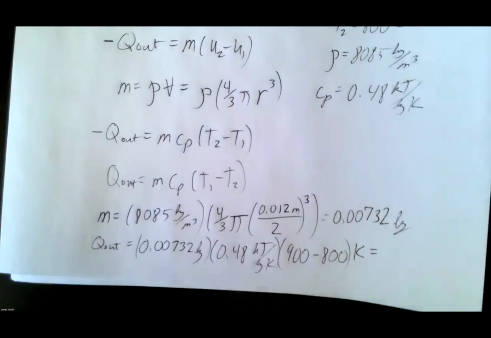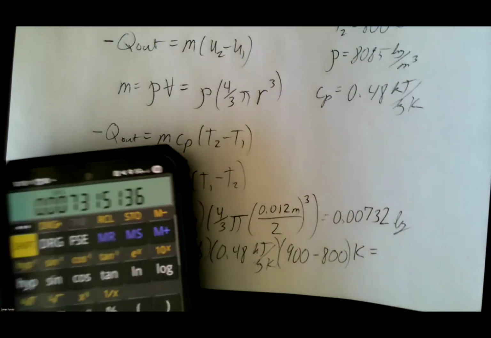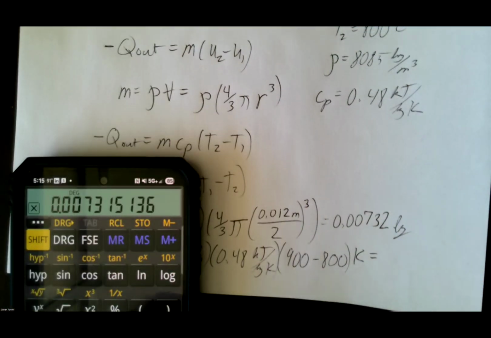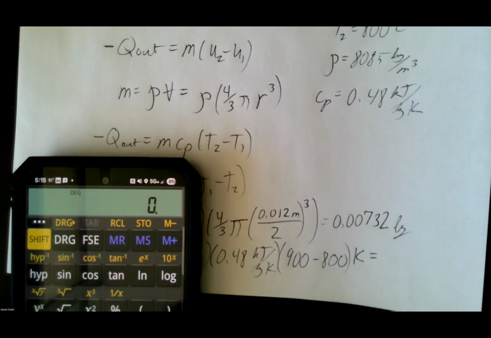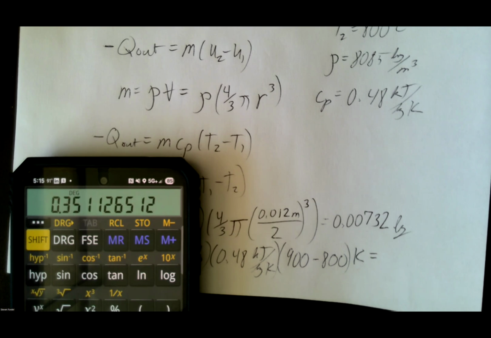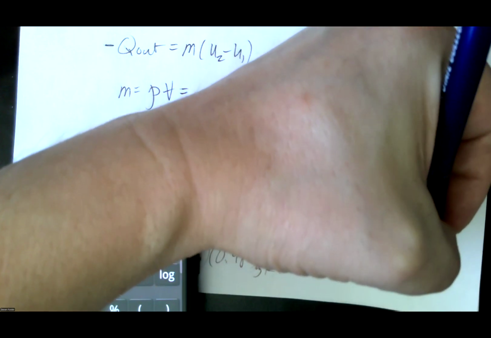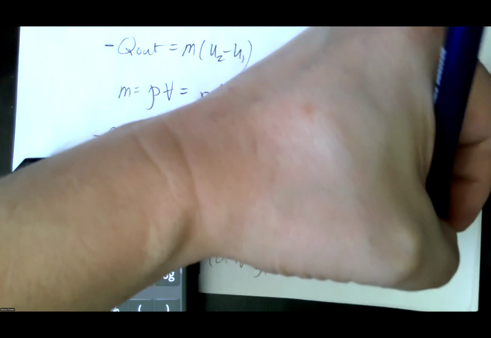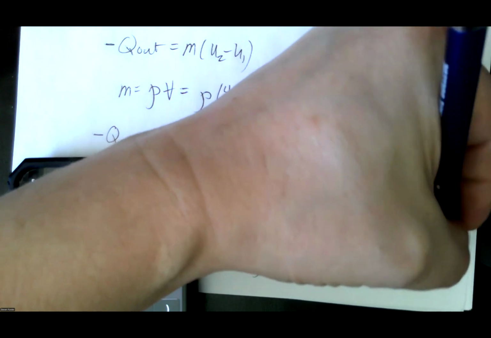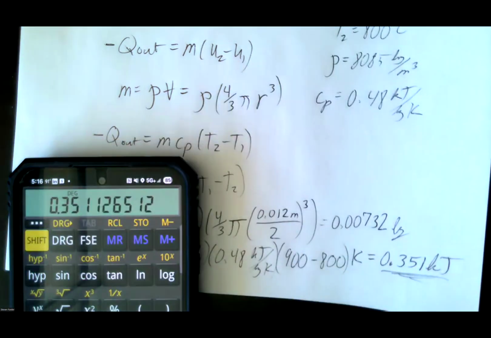So the units are just going to leave me with kilojoules. Go ahead and run this one out since I've got everything queued up here. So that's my mass times 0.48, my specific heat, times 100, is my energy change, and this ends up being 0.351 kilojoules is what I have.